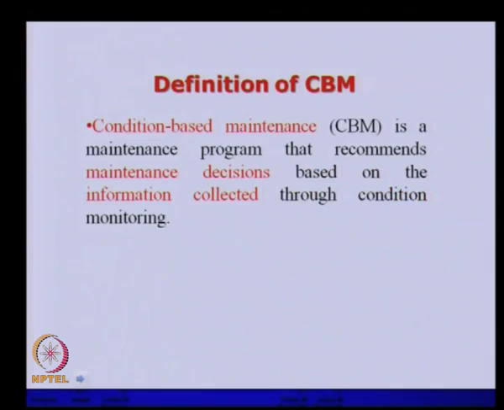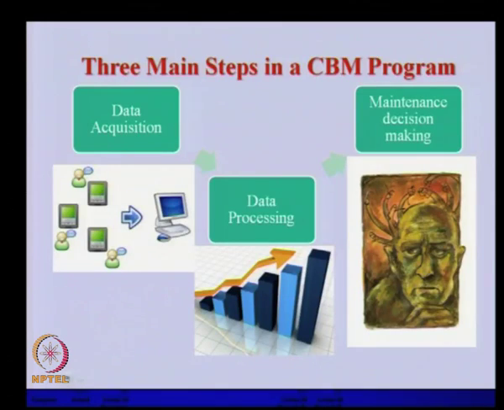So, the abstract definition of condition based monitoring is a maintenance program that recommends maintenance decisions based on the information collected through condition monitoring. So, based on information only we plan the maintenance, not as scheduled maintenance. In this, there are three basic components in the condition based maintenance program. One is data acquisition.